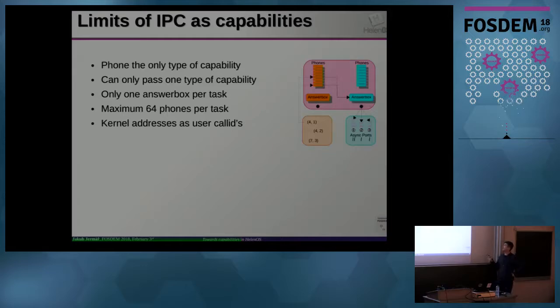On this picture, which I tried to draw, we actually see that there is some kind of granularity problem because of the existence of the single answerbox. Even though we have a couple of objects that exist in the user space context of the server, we only have one answerbox, which somehow needs to be mapped on those user space objects. And this was done by the libraries in HelenOS. So this is the past state.